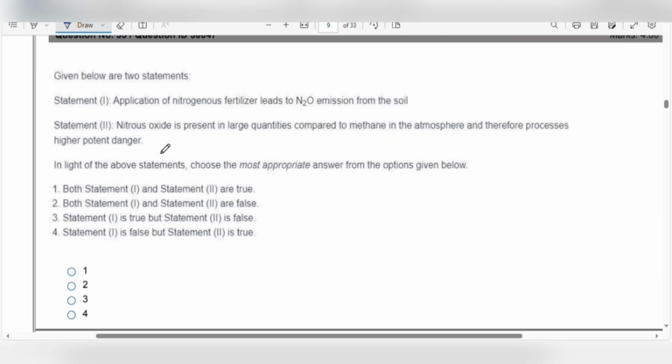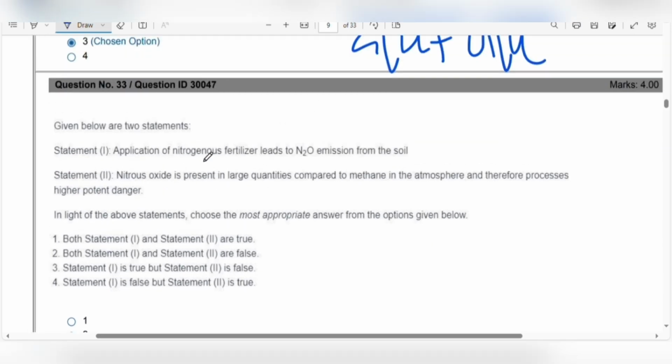Another true-false type of question. These questions are very important. You have to carefully read the question multiple times so that you don't get it wrong. So here, statement 1 says that application of nitrogenous fertilizer leads to nitrous oxide emission from the soil. Application of nitrogenous fertilizer leads to N2O emission from the soil. This is absolutely true. This is one of the major pathways of reactive nitrogen loss from the fields after the application of fertilizer.